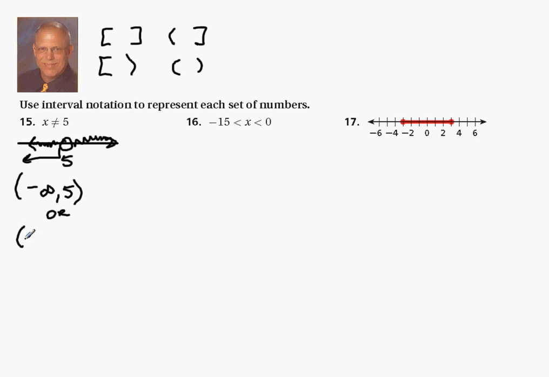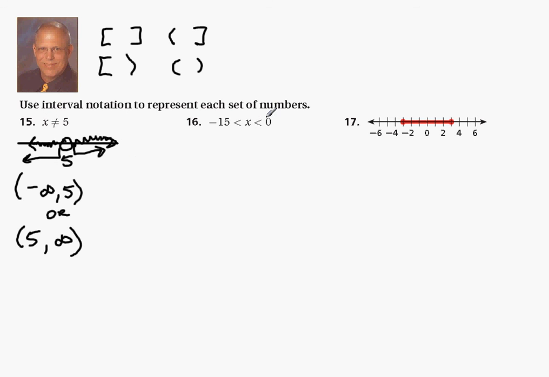Then we have another set of parentheses, so we start at 5, right afterwards I should say. We don't include 5, so we go this way, now going to positive infinity. So this interval notation represents the same thing as the line graph, which in turn still represents the same thing as x not equal to 5.